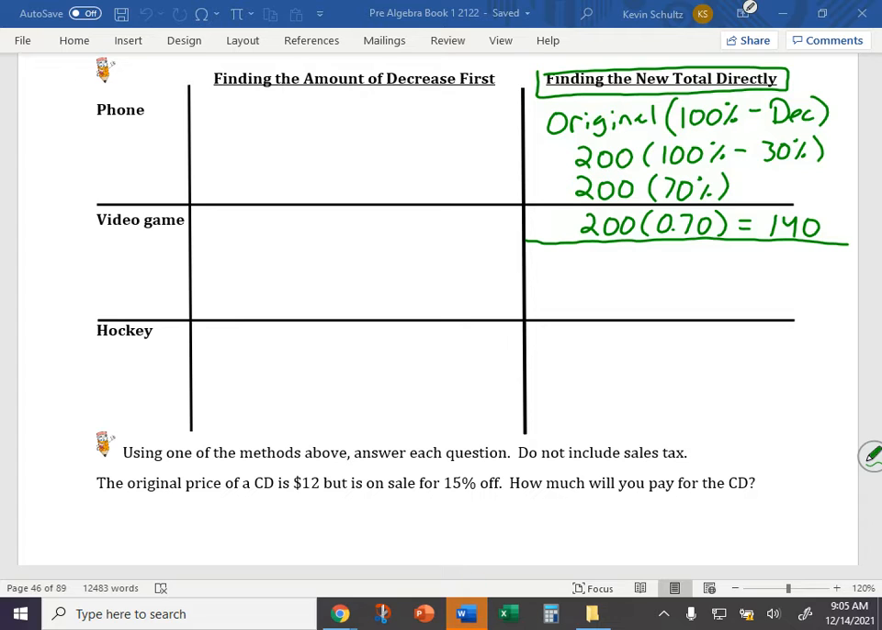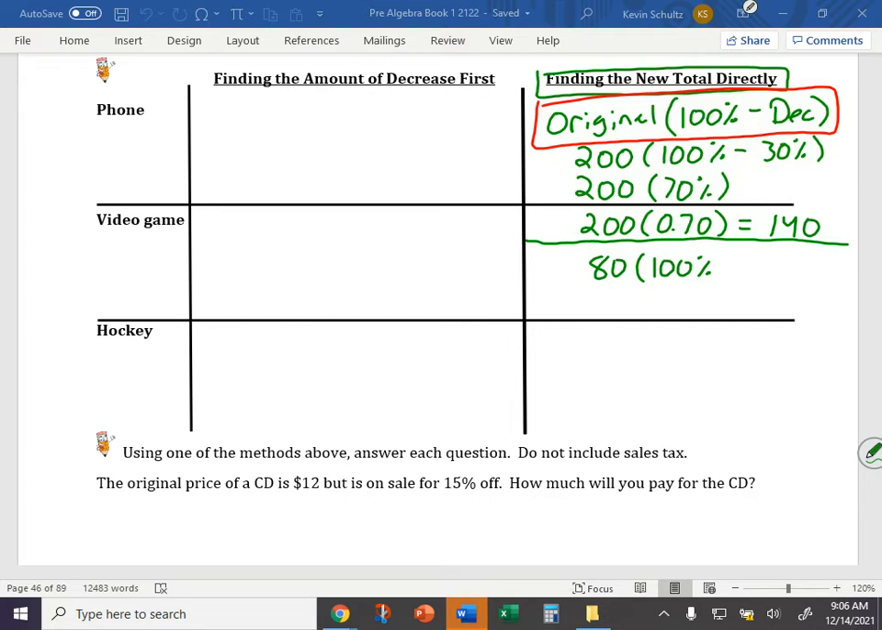Our next example. It's $80 for 75% off, right? So going with our formula, what's our original? What are we starting at? Camille? 80. That's the original price of the game, and we're decreasing it by 75%.